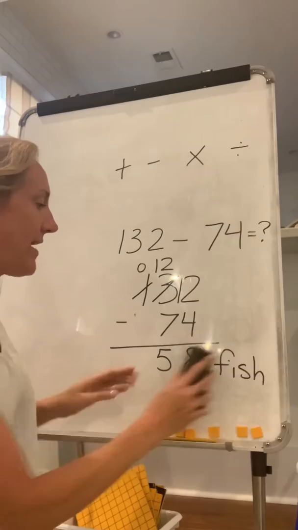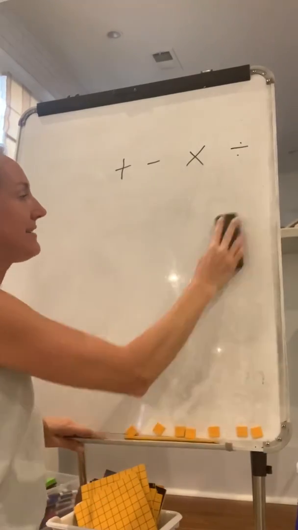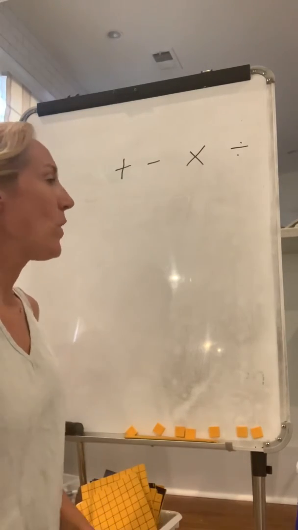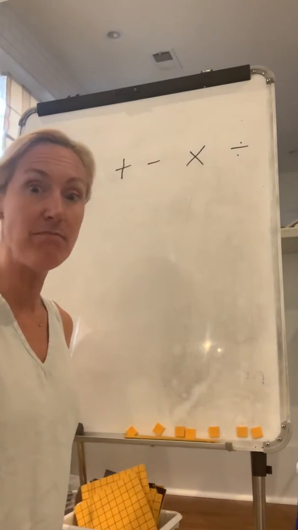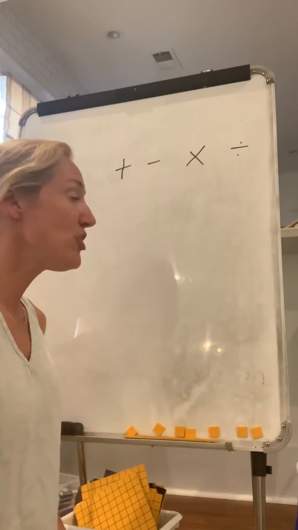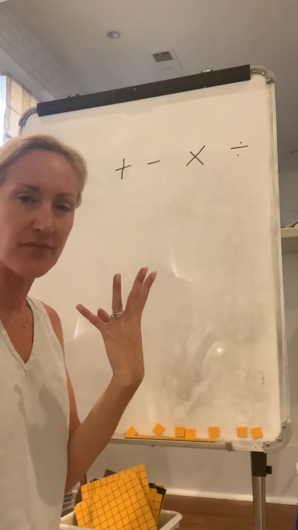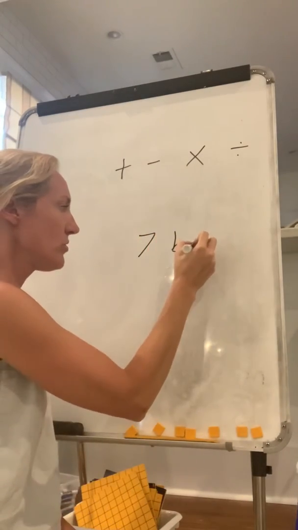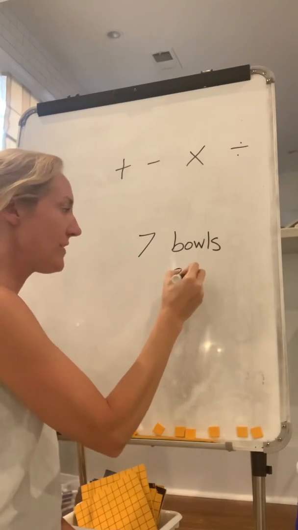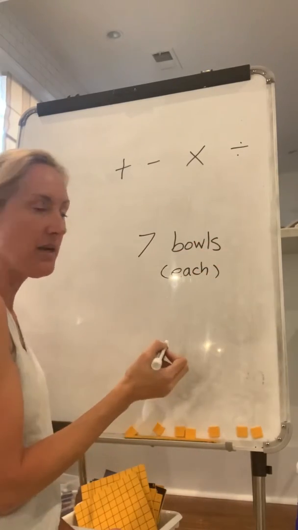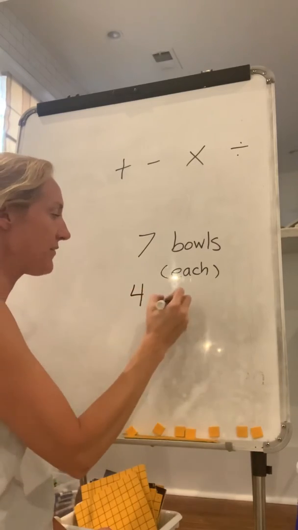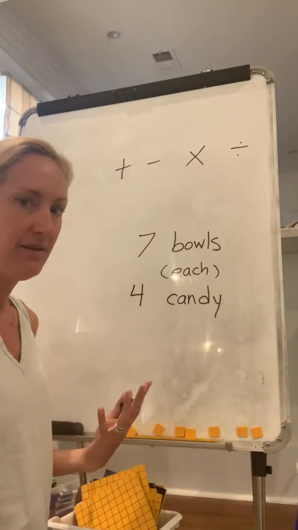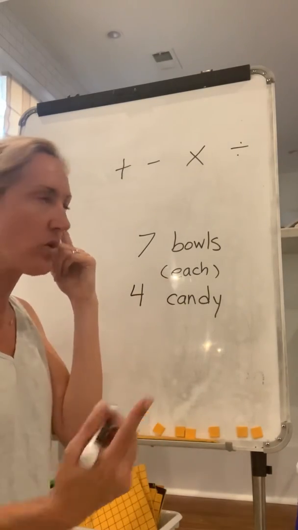All right, well, let's try a different one. Let's say that we have 7 bowls, and each bowl has 4 pieces of candy in it. So I'm hearing some numbers. I'm going to write them down. We have 7 bowls. I heard the word each. That's usually a clue word right there. And each bowl has 4 pieces of candy. How many pieces of candy do we have all together? Now, sometimes when I hear all together, that's another key word that means adding.